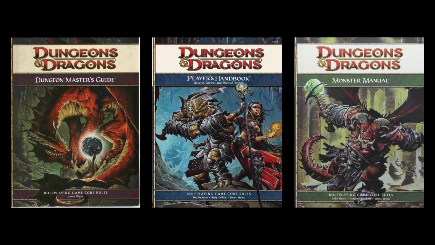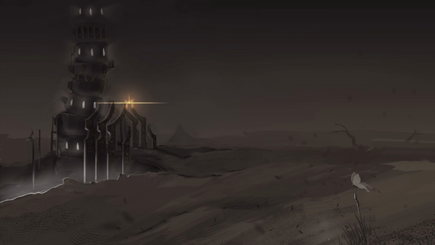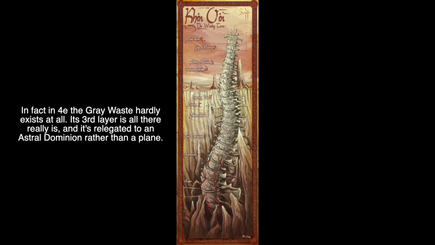Another thing 4th edition does, for reasons, is combine Yugoloths and tanar'ri into the same category. They're all just demons. So in 2nd edition terms, Phraxus would be an Ultraloth, called Anthraxis in 2nd edition. Along the same lines of smushing Yugoloths and demons together, in 4th edition the Tower of Kin Oin is located here, rather than in the Grey Waste.